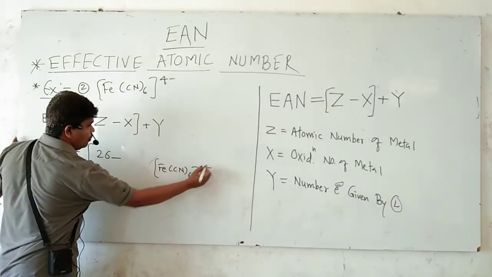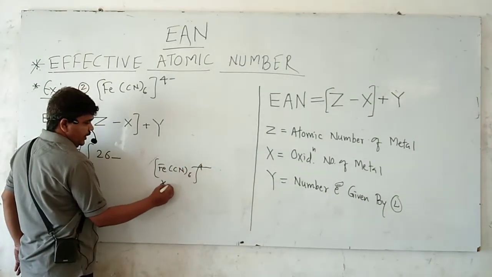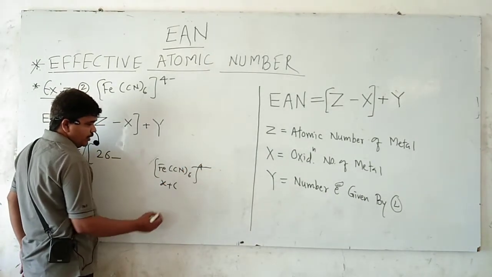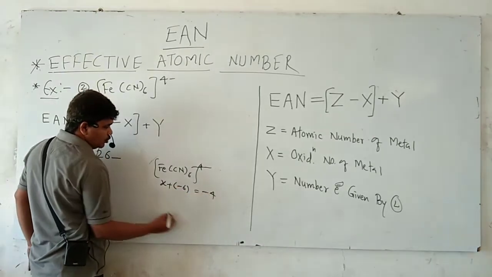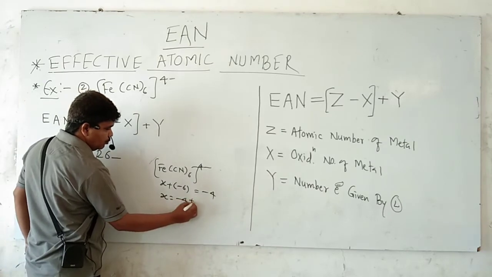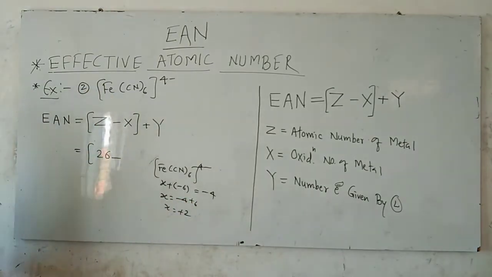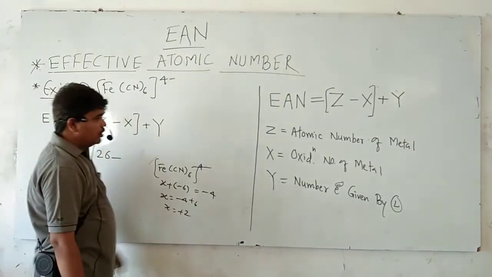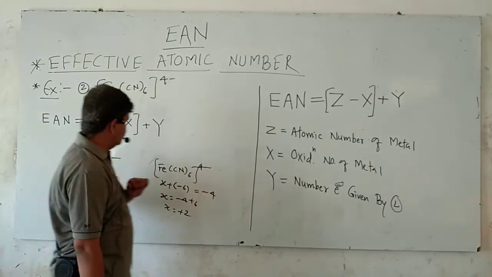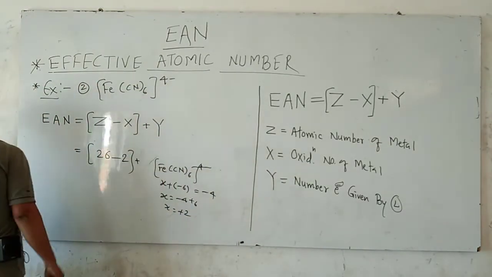[Fe(CN)6]4-. For Fe say X, 1 CN gives 1 minus, so 6 CN will give 6 minus, is equal to minus 4. So X is equal to minus 4 plus 6, X is equal to plus 2. So the oxidation number of metal is 2. So X is equal to 2, plus Y.